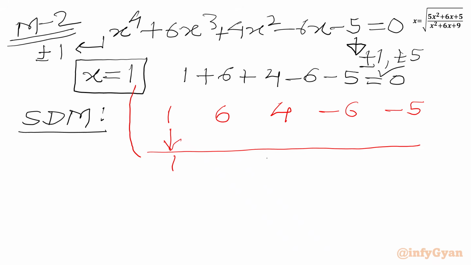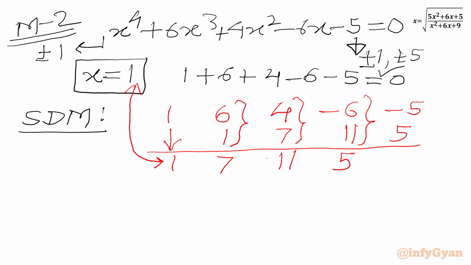Now we have to multiply our base solution with the leading coefficient. 1 times 1 will be 1. We'll write here. We'll add these two and write 7 over here. 1 times 7 is 7. After adding these two, we will write 11 here. 1 times 11 is 11. By adding these two, we will write 5. 1 times 5 is 5. Addition will be 0.